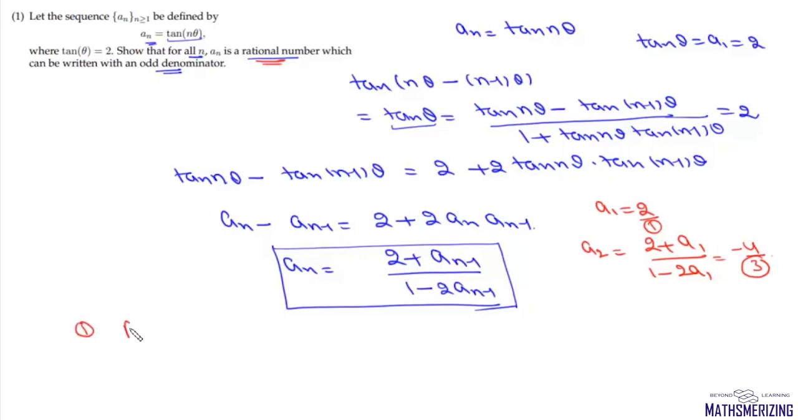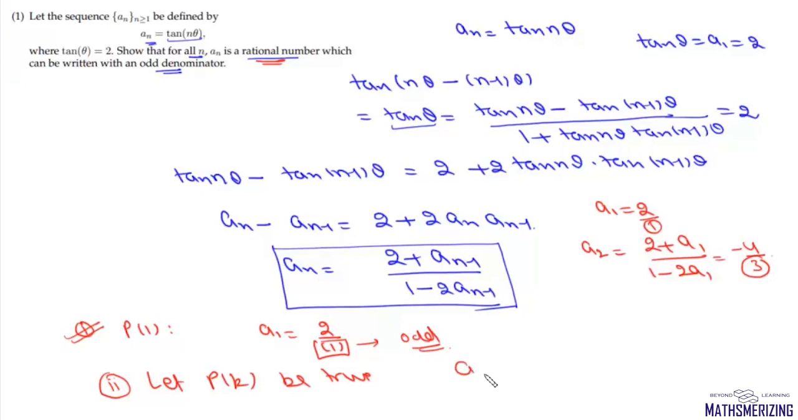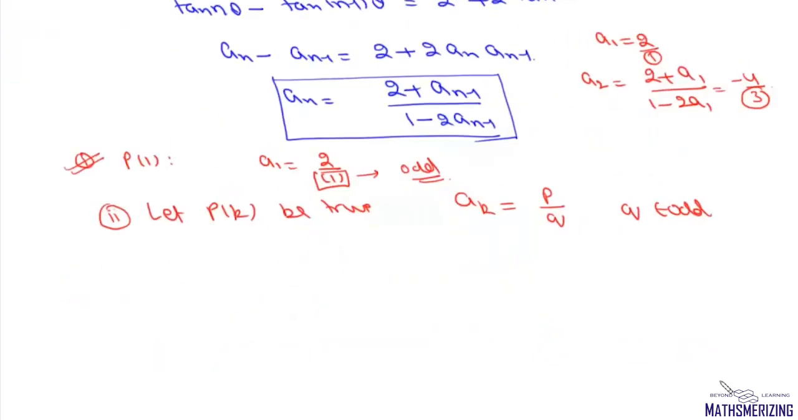So first step is, we'll prove that P1 is true. What is P1? P1 is a1, which is simply 2 upon 1. So this denominator is an odd number. So that means P1 is true. Now we'll assume that P_k is true. So it simply means that we can write a_k as some P upon Q, where Q is an odd number. Then we need to prove that P_(k plus 1) is true.